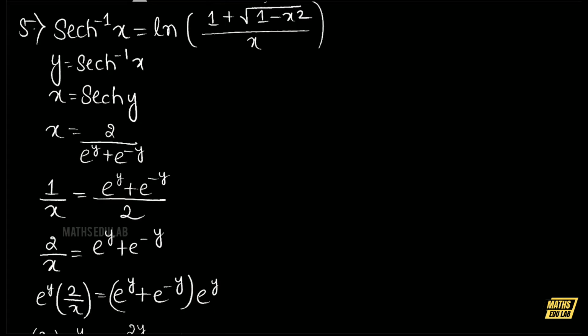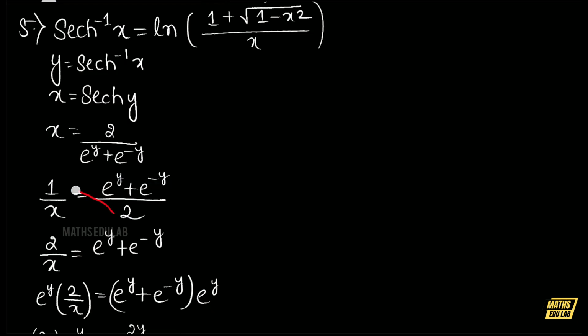The formula is sec hyperbolic inverse x is equal to ln of 1 plus root over 1 minus x square, upon x. The same way we will consider the sec hyperbolic inverse x as y. Then the x value will be sec hyperbolic y. And we know the formula of sec hyperbolic x. Since here the variable is in the y form, I have taken the formula 2 upon e to the power of y plus e to the power of minus y. To change this one, we can reciprocate this value. On reciprocating, we get 1 upon x is equal to e to the power of y plus e to the power of minus y upon 2.